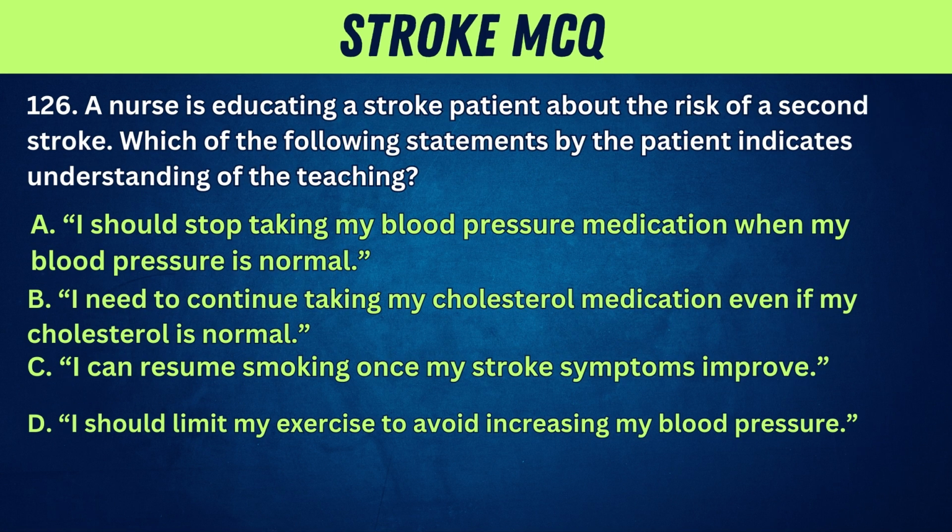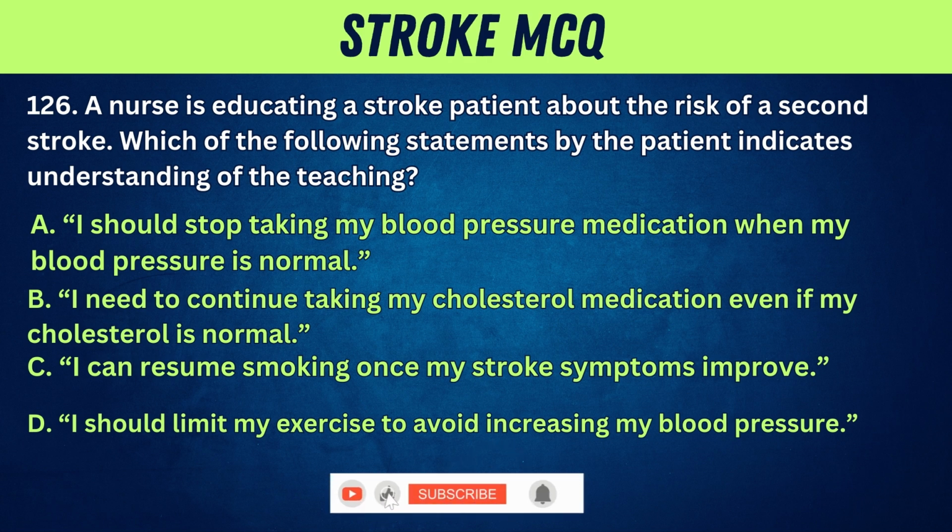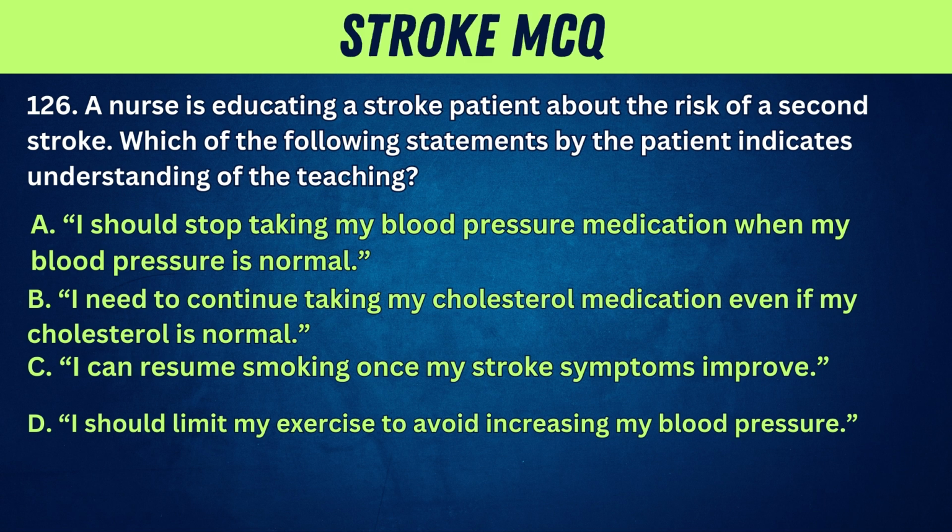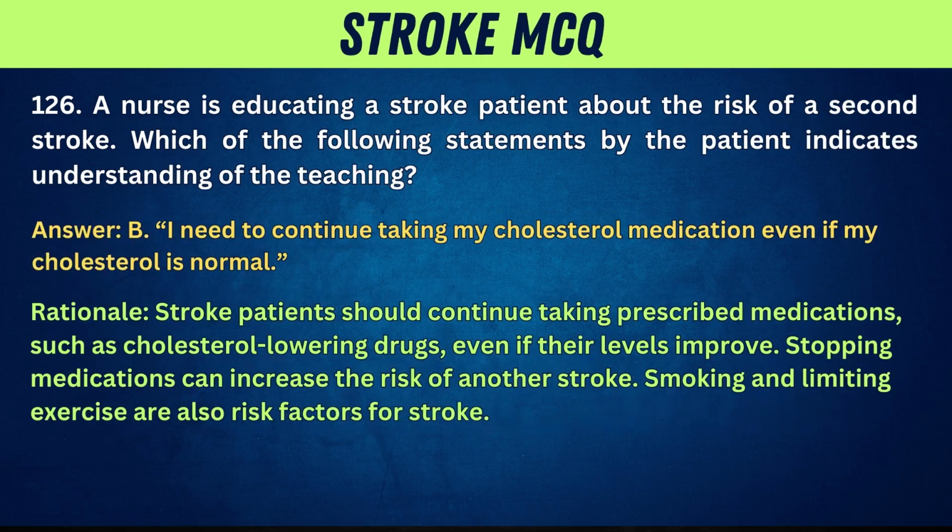126. A nurse is educating a stroke patient about the risk of a second stroke. Which of the following statements by the patient indicates understanding of the teaching? A. I should stop taking my blood pressure medication when my blood pressure is normal. B. I need to continue taking my cholesterol medication even if my cholesterol is normal. C. I can resume smoking once my stroke symptoms improve. D. I should limit my exercise to avoid increasing my blood pressure.